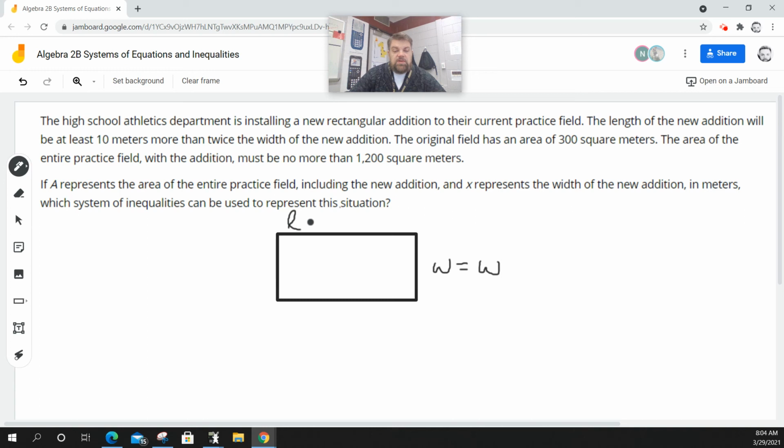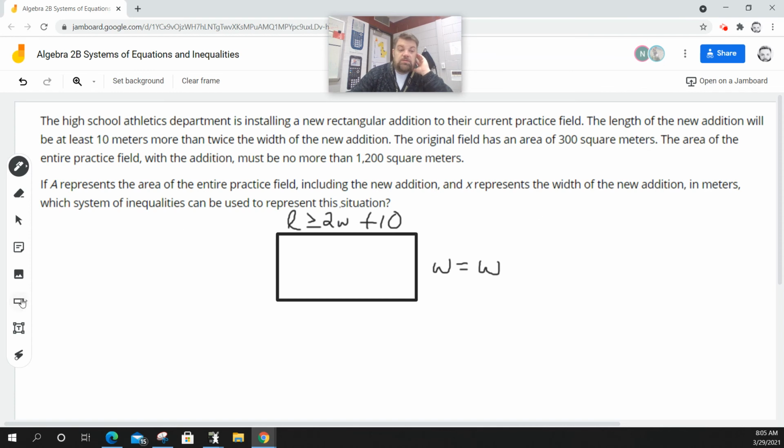And the length will be at least. So it's going to be greater than or equal to, right? So at least means that there's a lower boundary, so every value above that is valid, right? Like when I say I'm at least 5 feet tall, that means I could be 5 feet, but it also means I could be 6 feet. So when you think about that, that's greater than or equal to. So at least 10 meters more than twice the width.